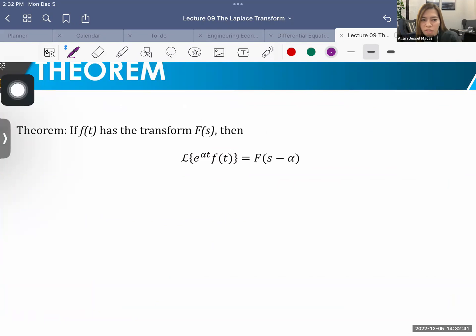Okay, theorem number 1. If we have f of t, class, and it has a Laplace transform given by capital F of s, if we combine it with an exponential function e raised to alpha t, all you have to do is get F of s minus alpha. Understood?